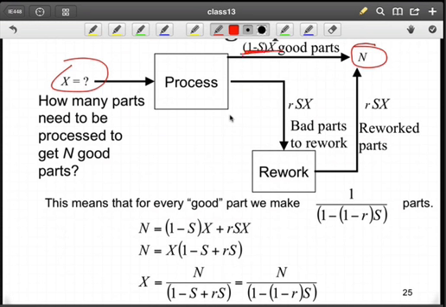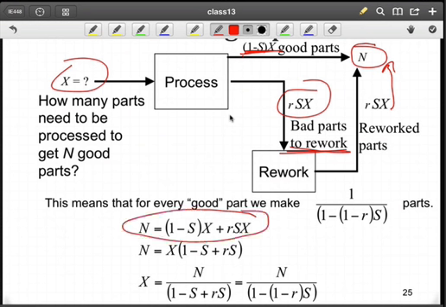So (1 minus S) times X will be the good parts. And then R times S times X will be the bad parts that we will successfully rework. And then they'll be added to form N. So we end up with this quantity representing those good parts. And now all we have to do is use a little algebra and solve for X.